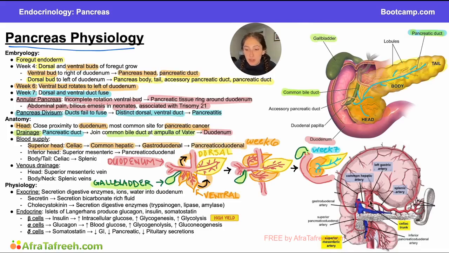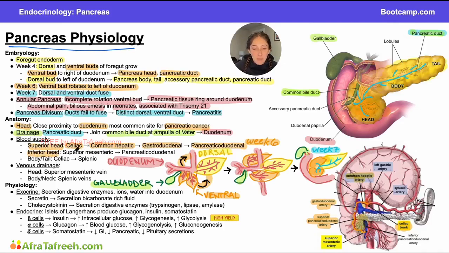So if you look over here in our image, right here we have the celiac trunk. The celiac trunk has 3 divisions, right? The one that we are most interested in right now is the common hepatic artery. So we have our celiac trunk draining into our common hepatic artery. Our common hepatic artery gives rise to our gastroduodenal artery. Our gastroduodenal artery drains into the superior pancreaticoduodenal artery, and that is what is going to supply most of the superior aspect of our pancreatic head.